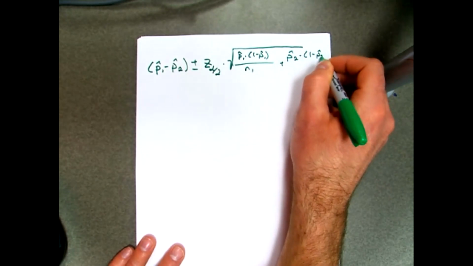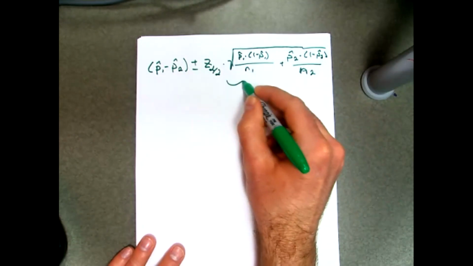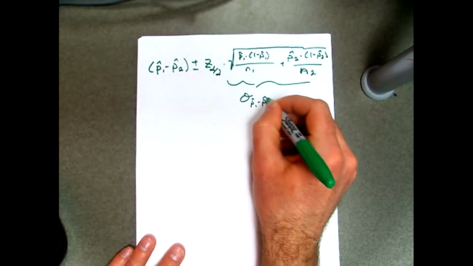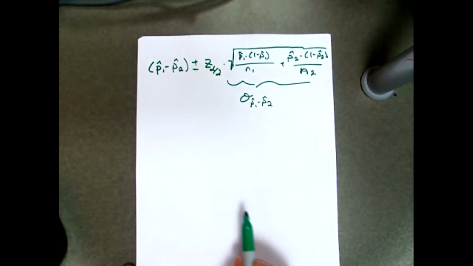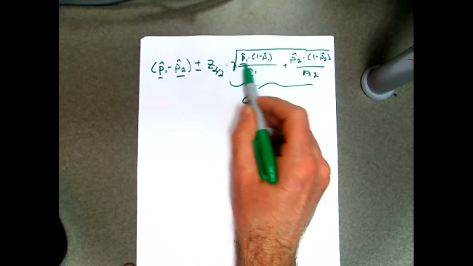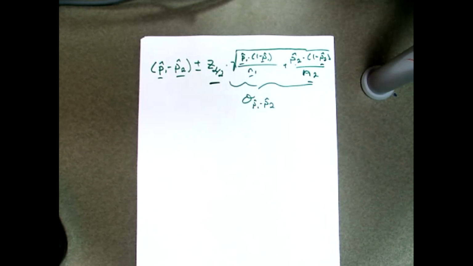Sorry, taking me a little bit of time to write this out. There we go. Where this represented the standard deviation for the difference in my sample proportions. Okay. So I've got all of these values already in Excel. The only thing left I need to find is that Z value that gives me alpha over 2.